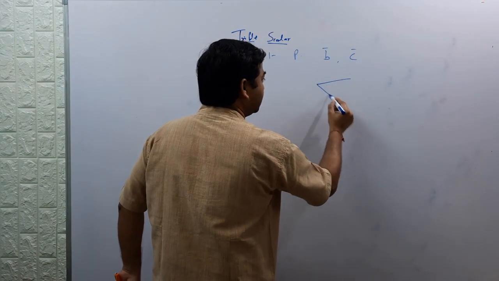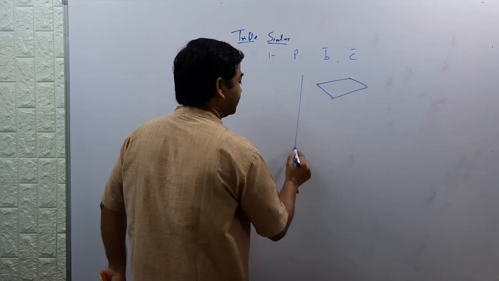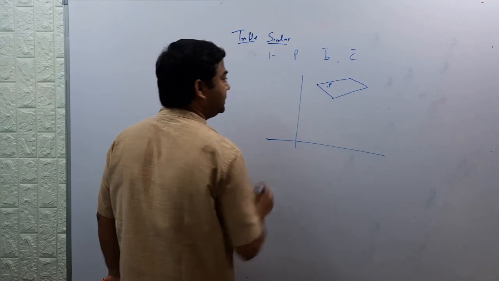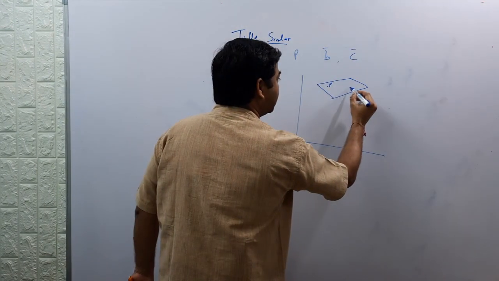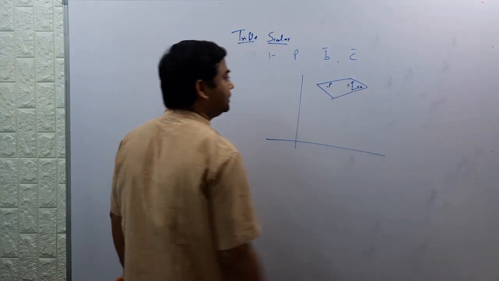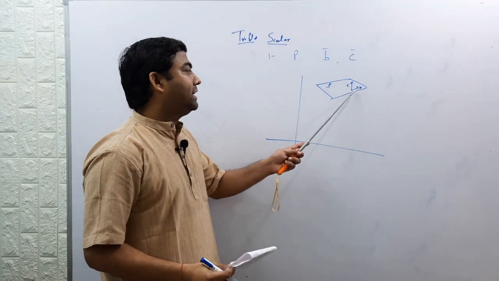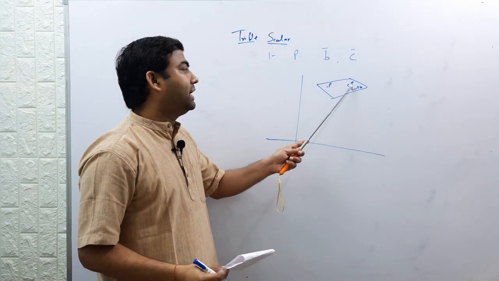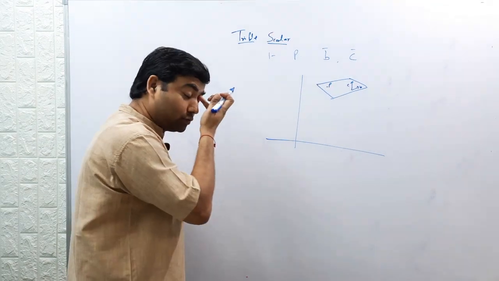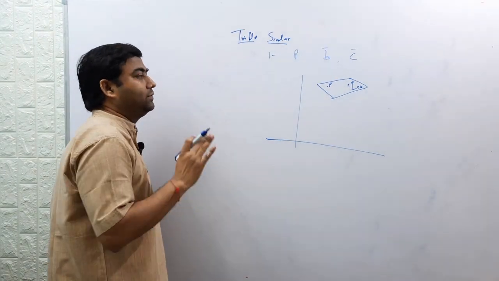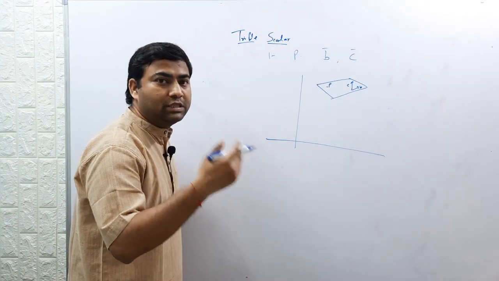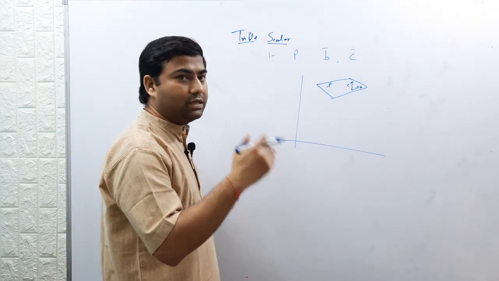So this is the plane. This plane passes through point P, which is given, and this plane is parallel to vector B and vector C. These two vectors are given, and the plane passes through point P. So to find the equation of the plane, we have to find the vector equation for a general point in terms of its position vector.